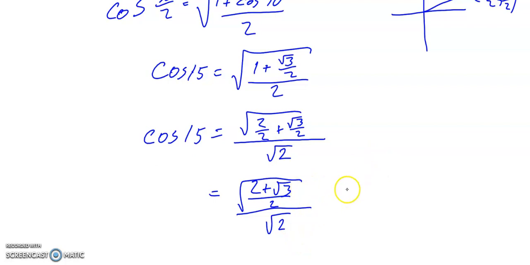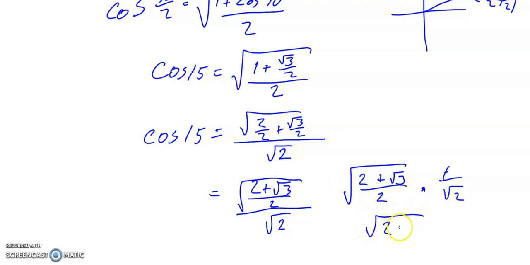So when we have fractions inside fractions, which we do, I'm going to take the radical of 2 plus radical 3 over 2 and multiply that by 1 over radical 2. Well, this 2 is also inside a radical, so radical 2 times radical 2 just becomes 2 on the outside of the radical. It's kind of weird to have a radical inside a radical, but that is okay. So the cosine of 15, the exact value, is the square root of 2 plus radical 3, all over 2.